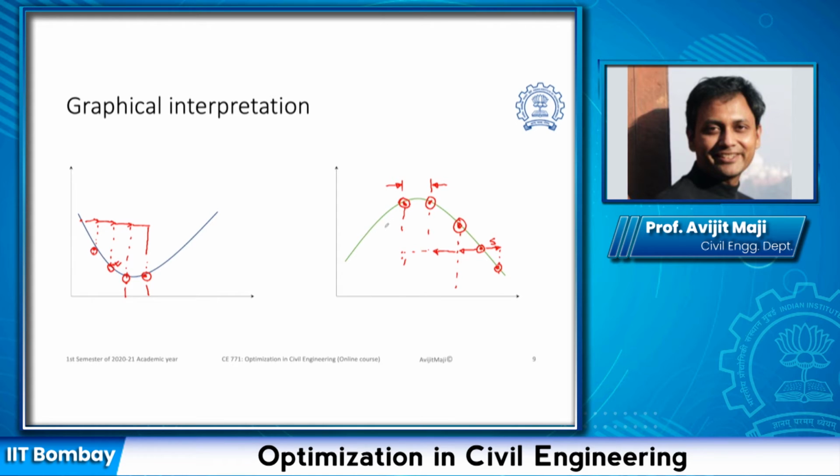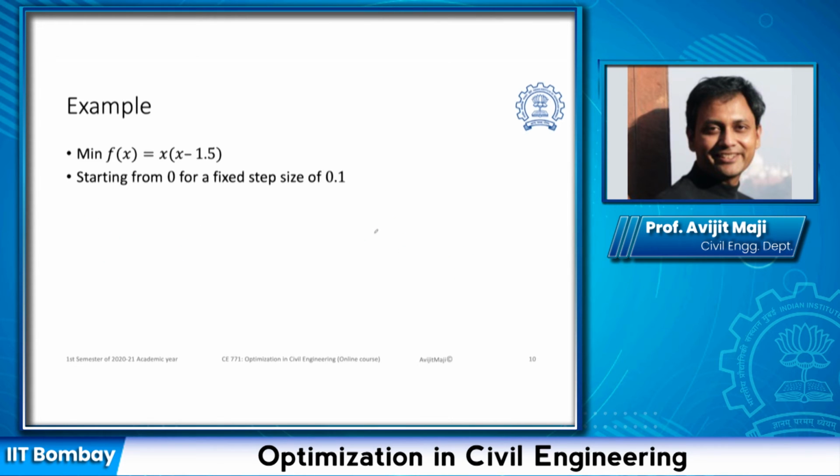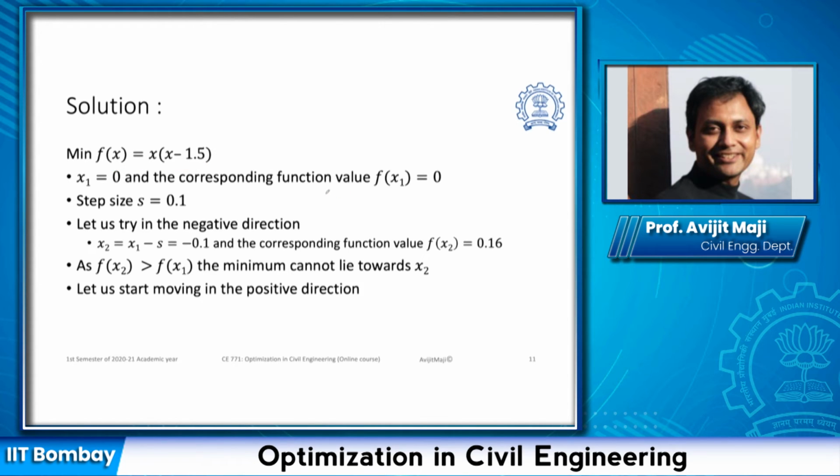Now let us look into an example to understand this method. In this example, we have a function which we need to minimize. And in this function, we are starting from a point 0 with a fixed step size of 0.1. So if we want to start this way, let us look into the solution.